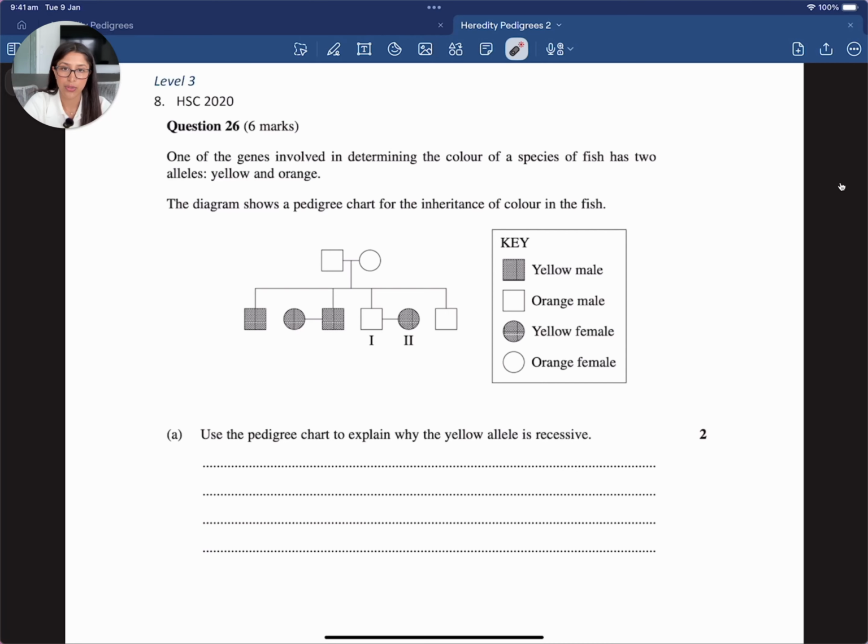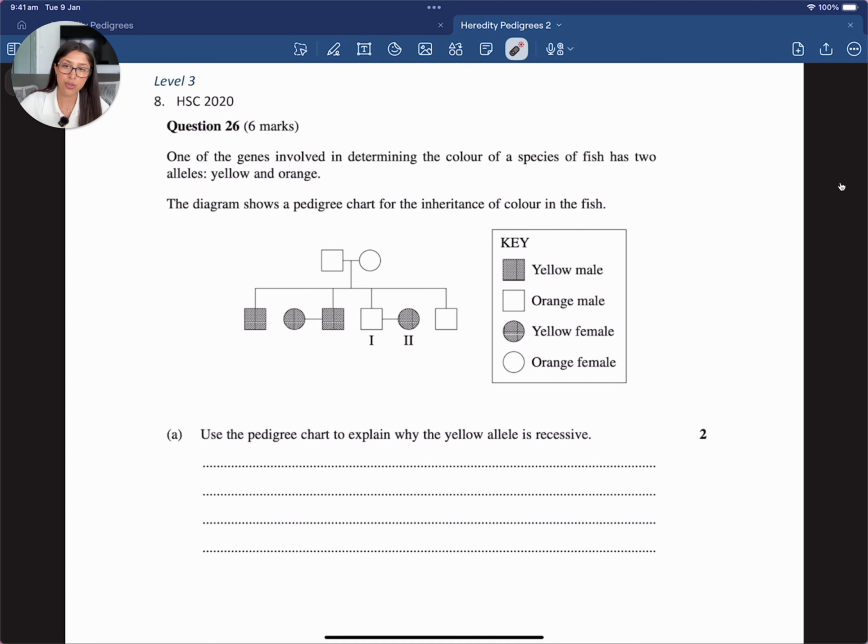On to our level 3 questions. So one of the genes involved in determining the color of a species of fish has 2 alleles, yellow and orange. The diagram shows a pedigree chart for the inheritance of color in the fish. Use the pedigree chart to explain why the yellow allele is recessive.